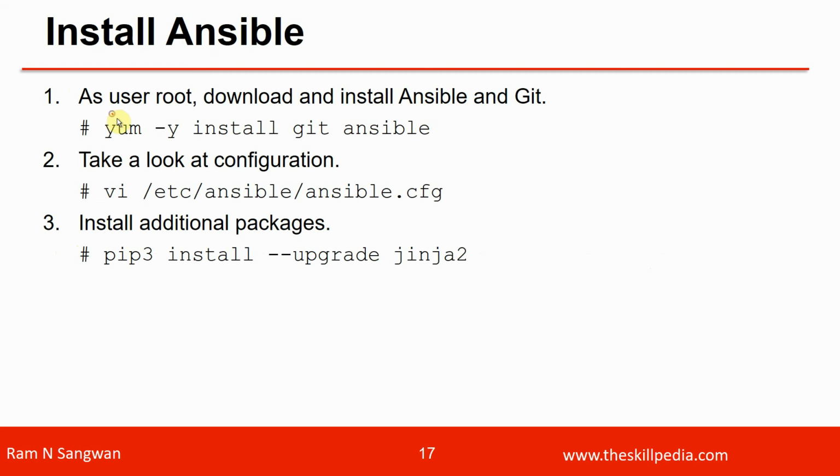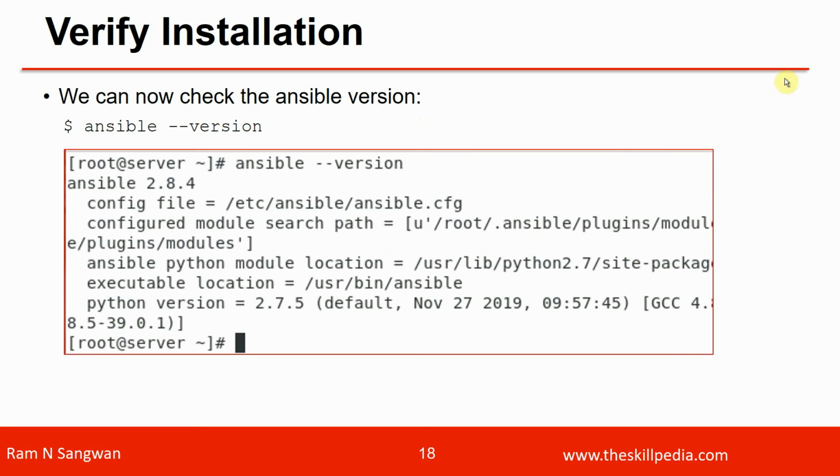Install Ansible. So DNF for CentOS 8 and CentOS 9 or Rocky 9, and yum for RHEL 6 or 7. Yum or DNF, both mean the same thing. Do the installation. Install Git and Ansible or any other package you feel like. Then check the configuration under /etc/ansible, ansible.cfg. Additional packages like Jinja2 is a templating engine, which we will discuss in detail because that's a very good tool to learn about Ansible. What is Jinja2? We'll be working with Jinja2 as well. Verify the installation of Ansible.